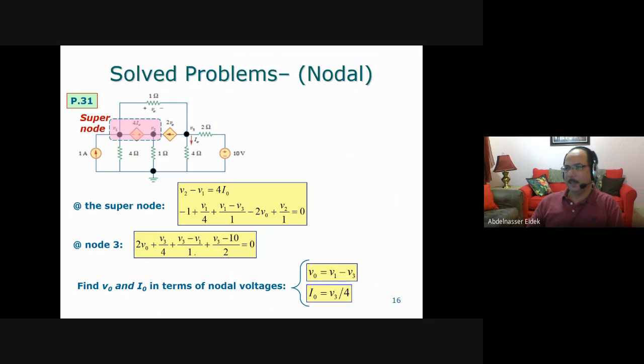Let's look at this example. Here you have a supernode, of course, because you have this voltage source between V1 and V2.